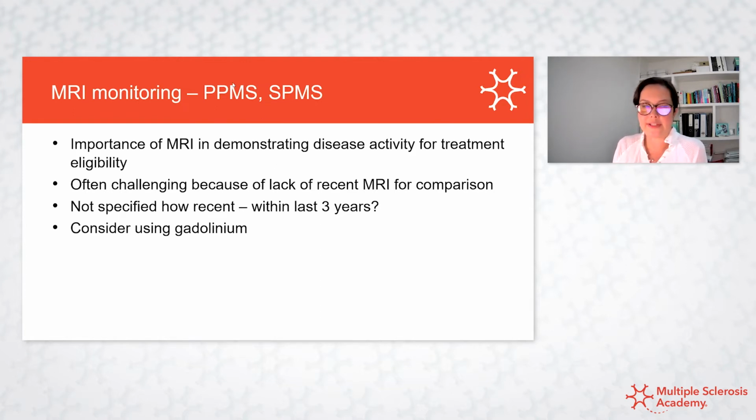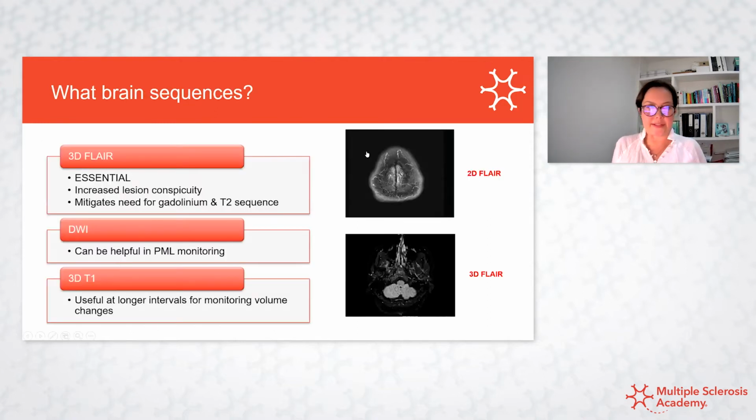When there is no recent imaging, it can also be quite useful to demonstrate a gadolinium enhancing lesion. So you can consider using gadolinium in this group of patients as a one-off on the first scan if they've not had one for ages. So what sequences do we do? The bread and butter is the 3D FLAIR.